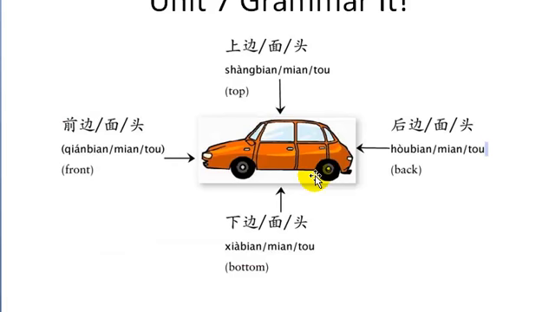Here we have an automobile. And the top, there are actually three ways to say top in Chinese. There's shang bian, and like we just said, you'll notice that it loses the tone, it becomes neutral. So we have shang bian, shang mian, and shang tou. That's for top. Okay. Front we have qian bian, or qian mian, or qian tou. And for back we have hou bian, hou mian, hou tou. And for bottom we have xia bian, xia mian, xia tou. Okay, so there you have top, front, back, and bottom.